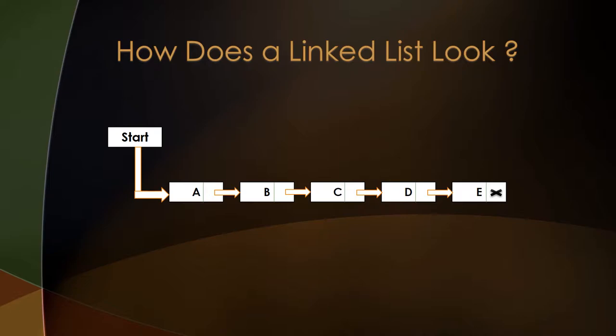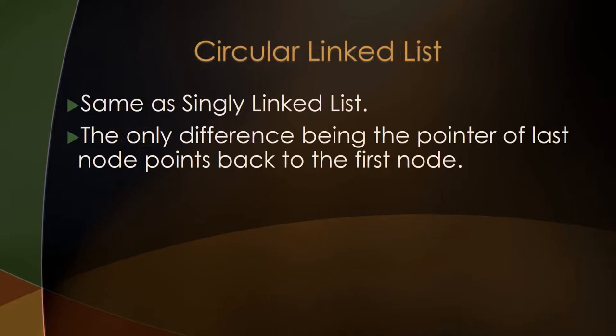We had also covered the different types of linked lists in my previous video, and out of those we will be covering the circular linked list in this video. So let's begin by understanding what a circular linked list is. A circular linked list is the same as a singly linked list. Here, the only difference is that the pointer of the last node points back to the first node in the linked list.